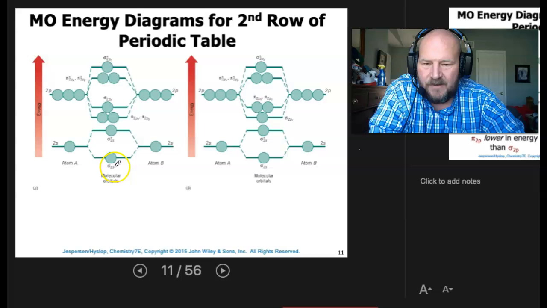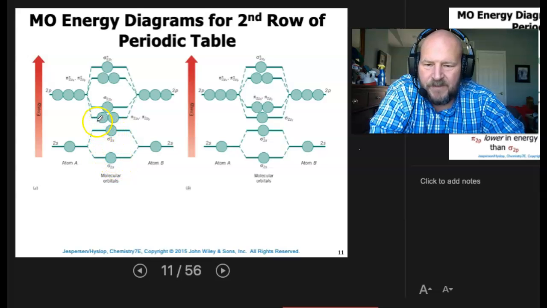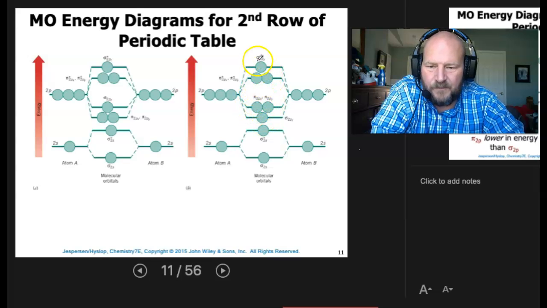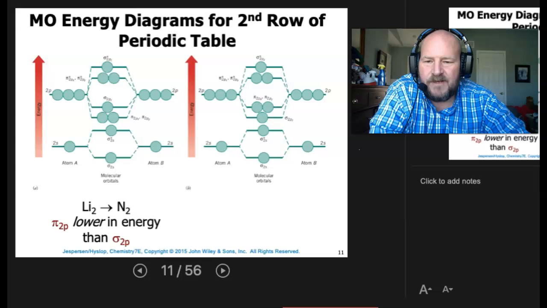So we have our s star, sigma, sigma star. Then you can see we're going to have 2 py, pz, and px stacked just like that. Or we could stack them this way, where we have 1, then 2, then 2, then 1. All right, so a couple of different ways here.